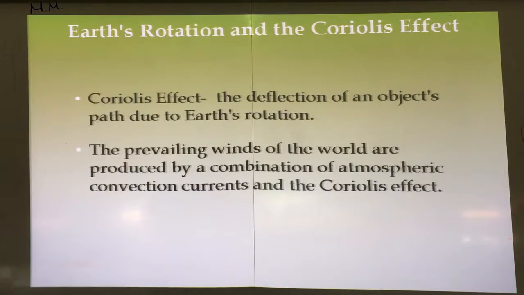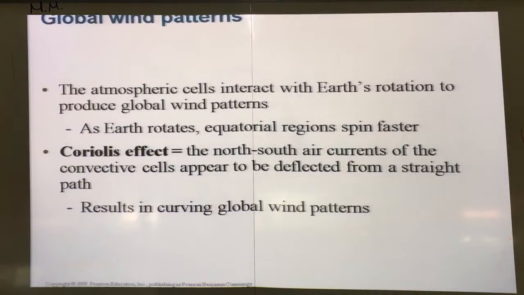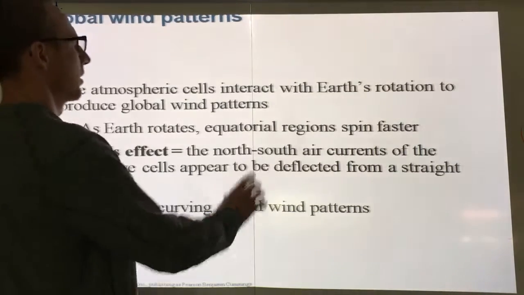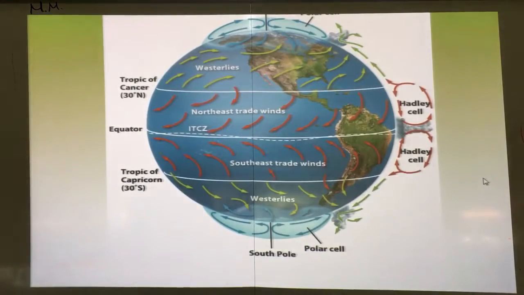Okay? Now, when you stack this Earth rotation with the Hadley cells and the Ferrel cells and the polar cells, you're going to get some global wind patterns. Okay? These are going to affect our north-south air currents and the way they get deflected. Okay, so we're going to jump into that. Now let's take a look.